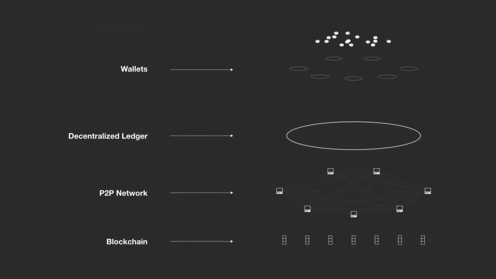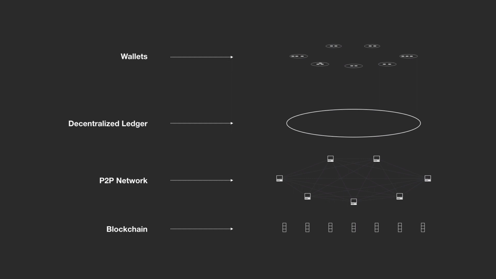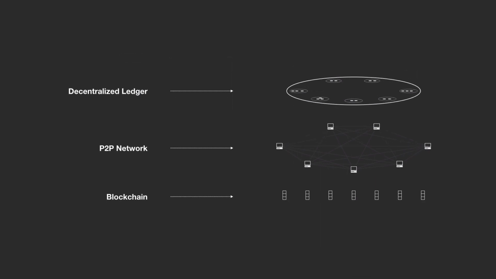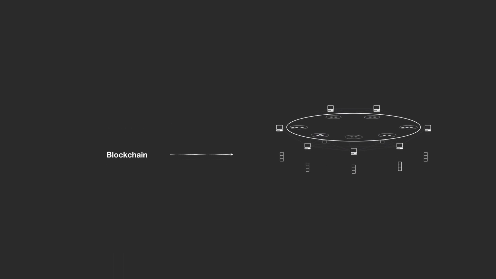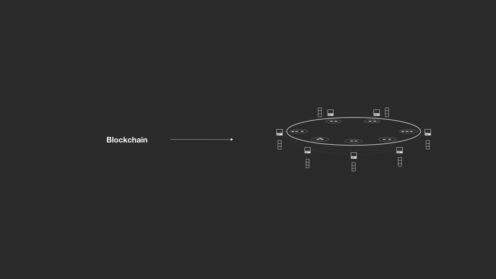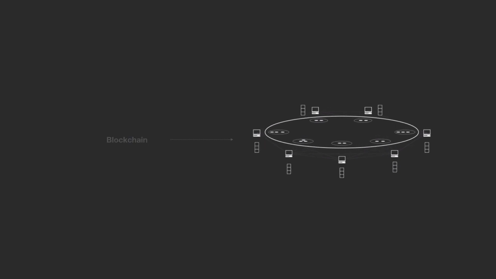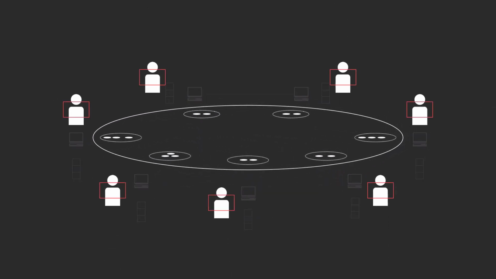Cryptocurrency like PIVX is stored in wallets. Wallets are kept track of by a decentralized ledger. Decentralized ledgers are supported by computers connected in a peer-to-peer network. The computers in a peer-to-peer network leverage blockchain to store all the documented changes to the ledger over time. These changes are the result of people interacting with the wallets and the cryptocurrency they hold.